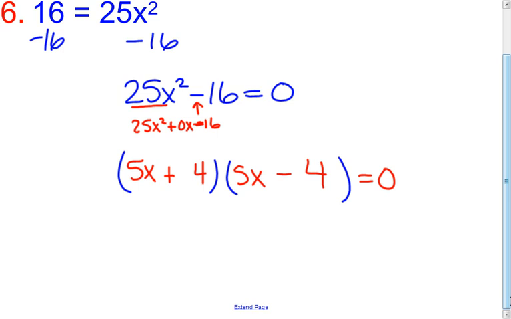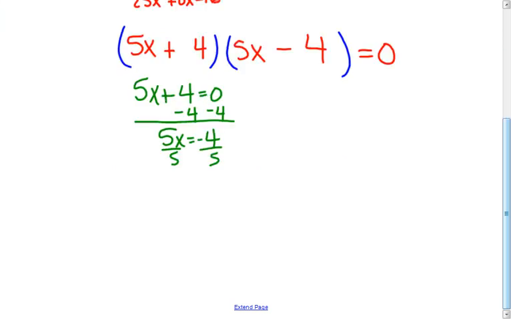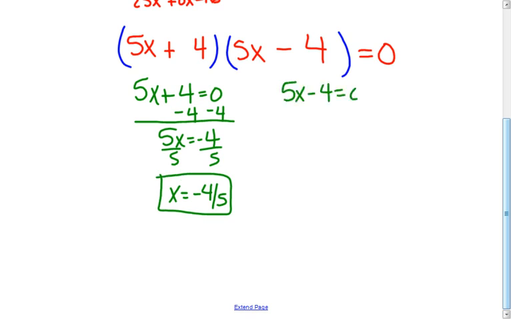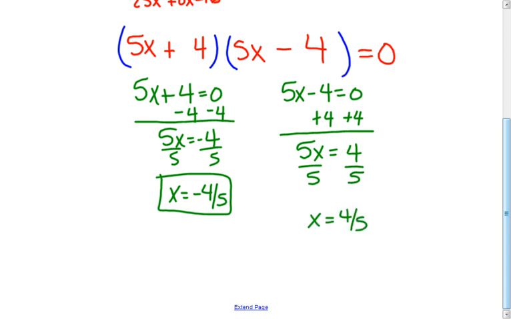And now this is set equal to 0, so I do want to set each parenthesis equal to 0 and go one more step and solve it. So I will subtract 4 and divide by 5. One answer, and then of course I will do the same thing with the other parentheses, only this time I will need to add 4 and then divide by 5. Okay, and hopefully that will do it for you.